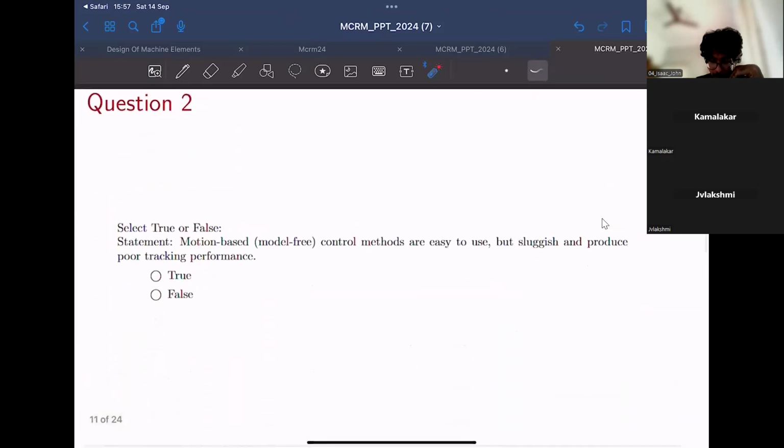Okay, so now moving on to question 2: motion-based or model-free control are easy to use but sluggish and produce poor tracking performance.